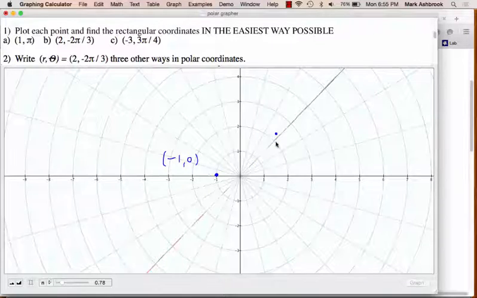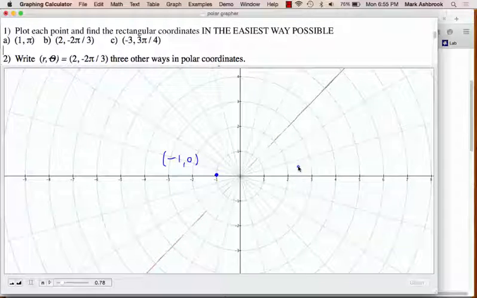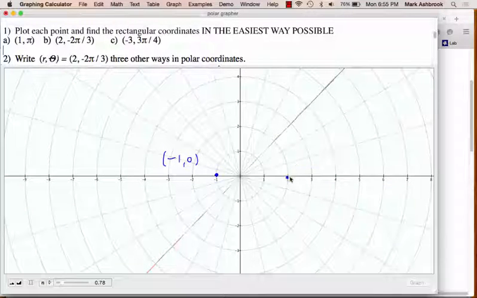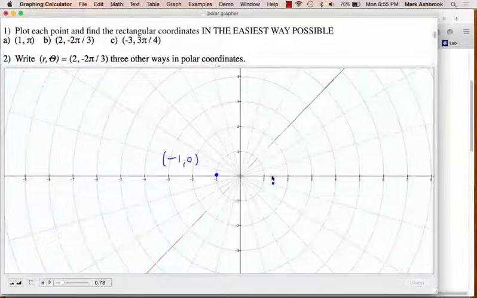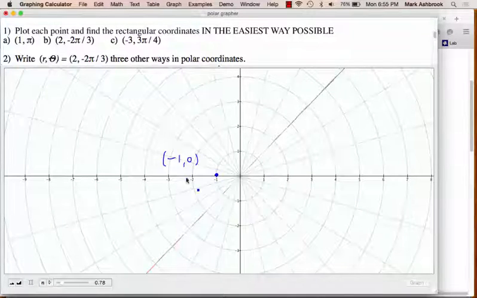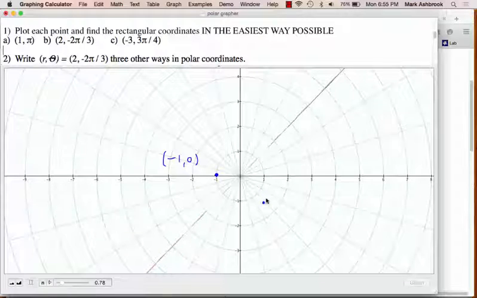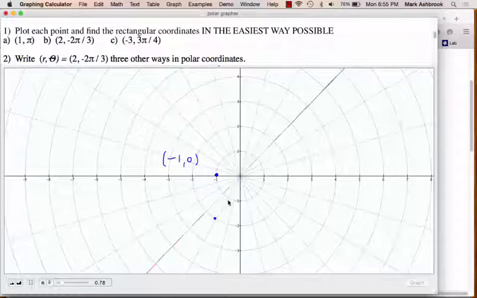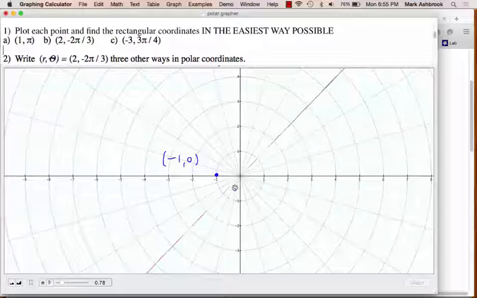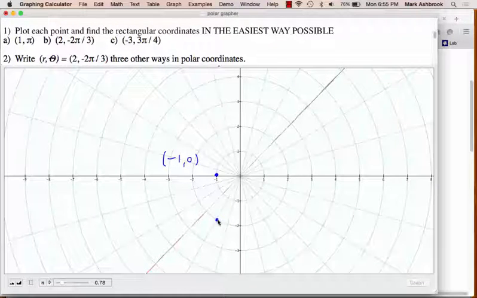Okay? 2, negative 2 pi over 3. What quadrant is negative 2 pi over 3 in? Third. We're going to sweep this way. 2 pi over 3 is going to take us to this line right here, and we're going to go positive 2. First or third quadrant? Third. Here it is. There's that point for part B.